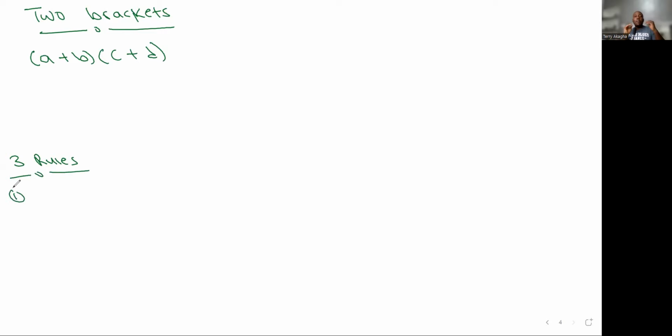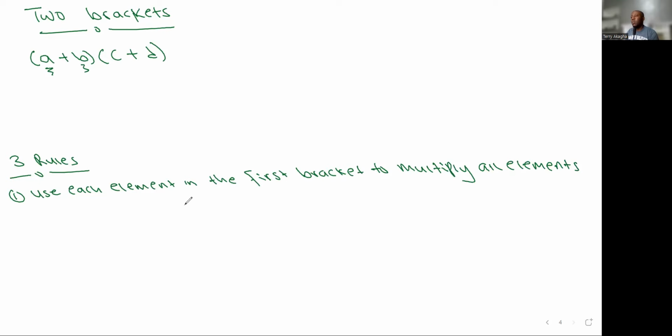So the first rule is that you have to then multiply everything in the first bracket by everything in the second. So that means basically you use each element in the first bracket to multiply all the elements in the second. So each element A, B, so use A to multiply everything in the second bracket, or you use B to multiply everything in the second bracket. So you use each element in the first bracket to multiply all elements in the second bracket.